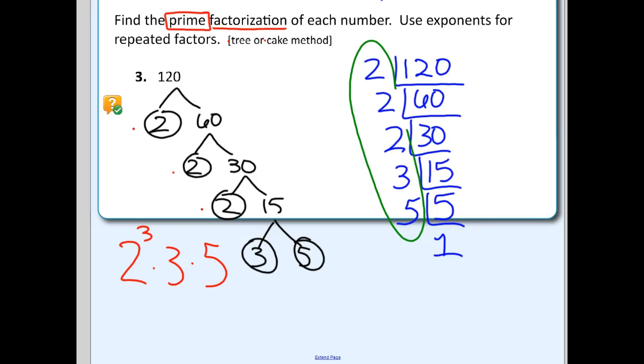We're looking at all the numbers on the side, and we've got 2 written 3 times, so 2 cubed times 3 times 5. So if you notice, it doesn't matter the method that we use, whether we use the tree method or the cake method, we still get the exact same answer.